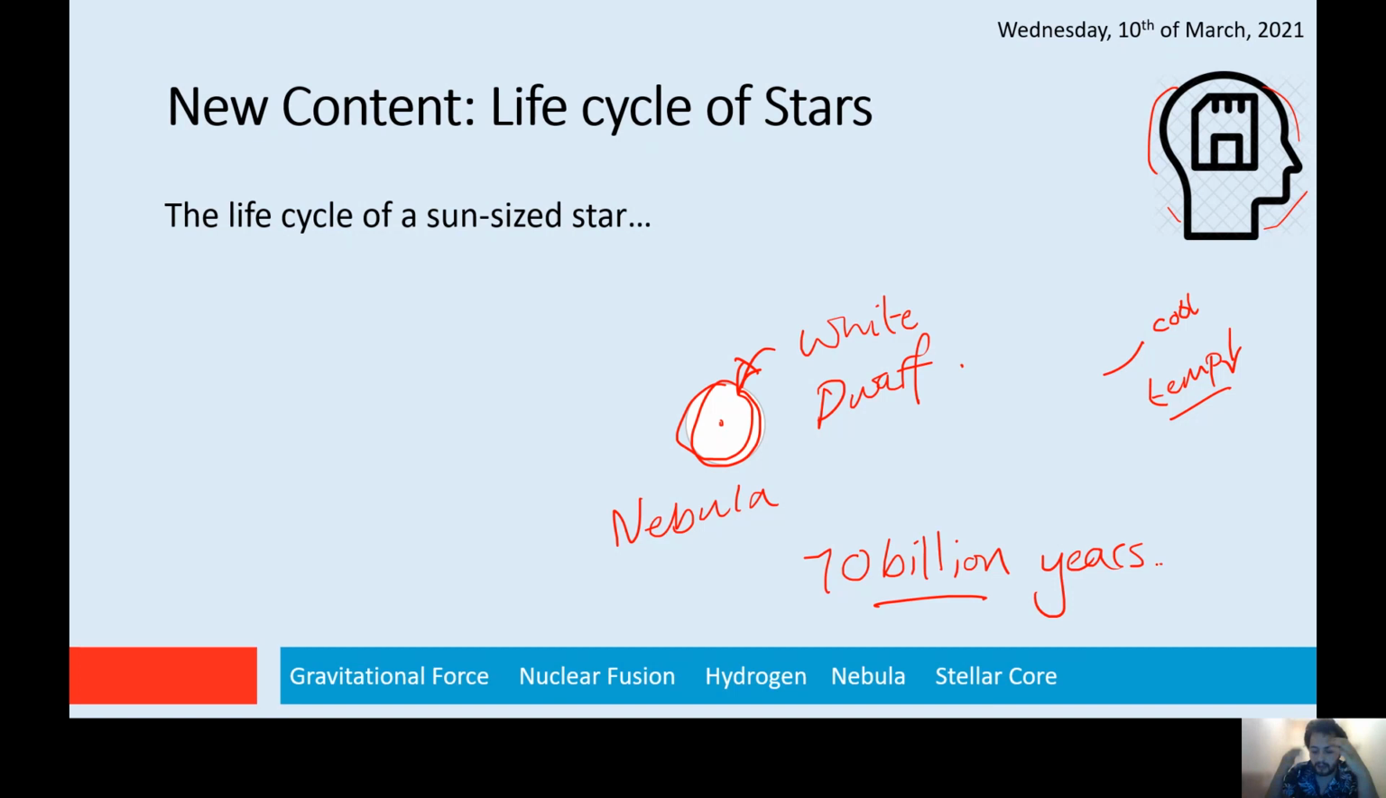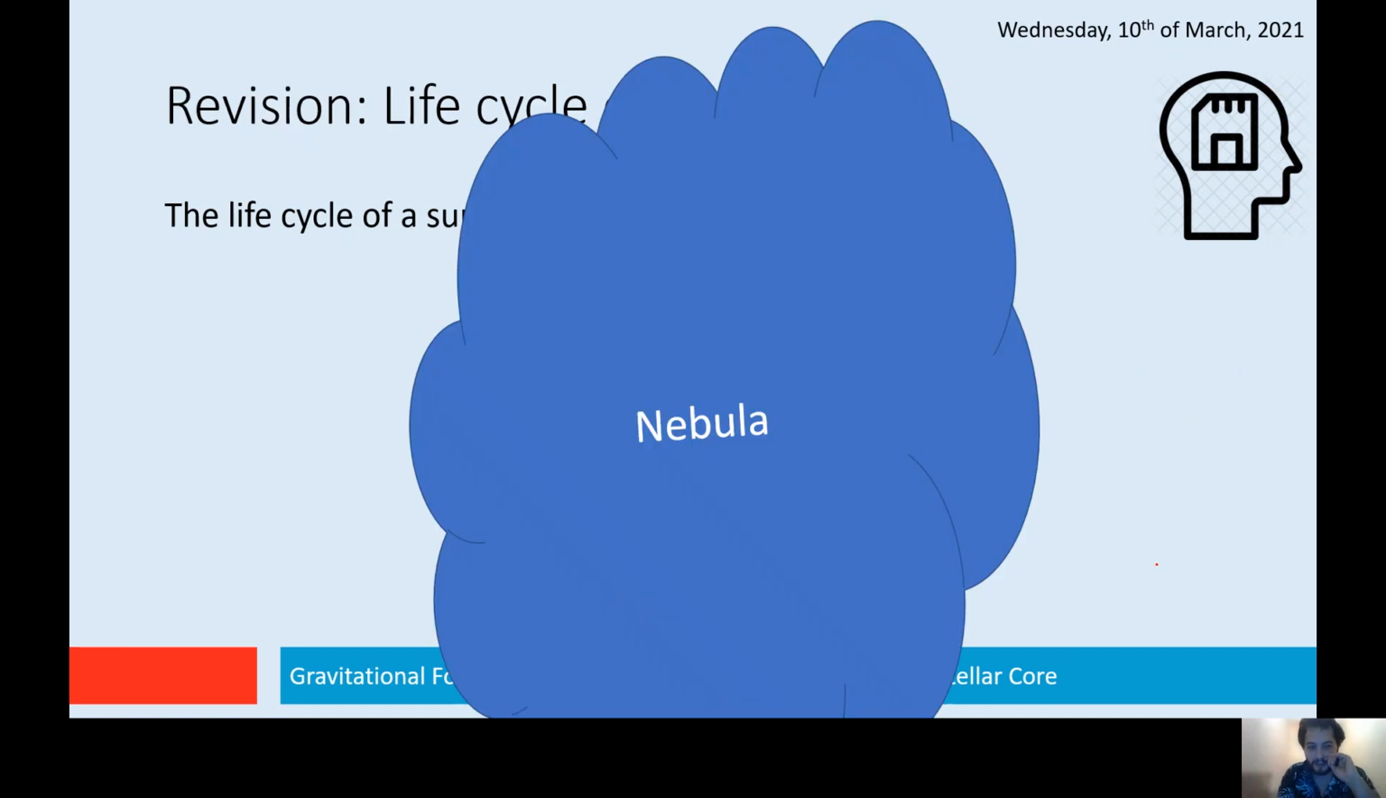So for the sun to be born from a nebula, turn into a yellow dwarf, eventually run out of fuel, turn into a red giant, and then eventually turn into a white dwarf, that would take about 10 billion years. And the sun's about 4.5 billion years old, give or take. So this is a long time away.